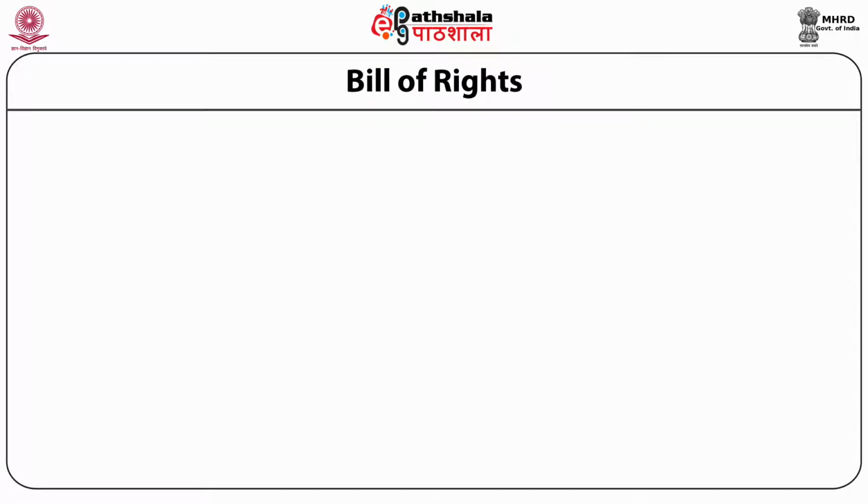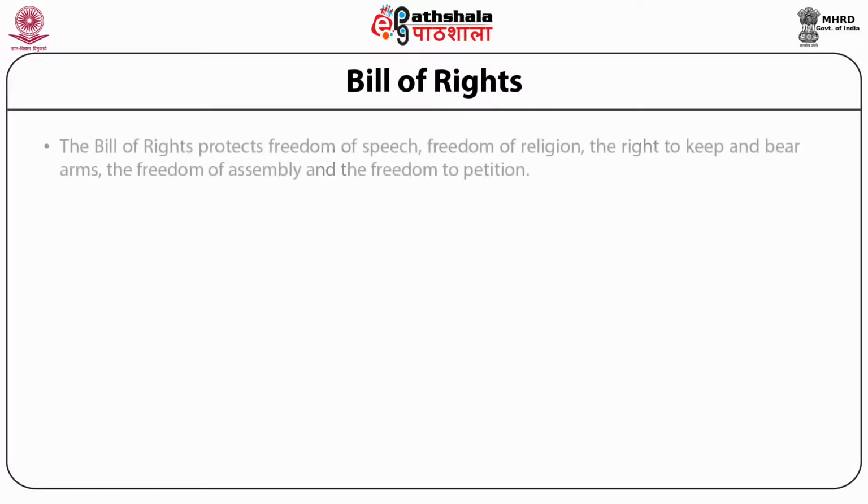Now, let's get into the nuts and bolts of the Bill of Rights. The Bill of Rights protects freedom of speech, freedom of religion, the right to keep and bear arms, the freedom of assembly, and the freedom to petition.